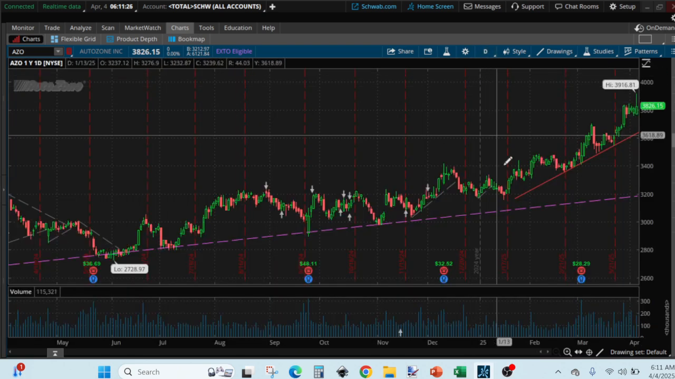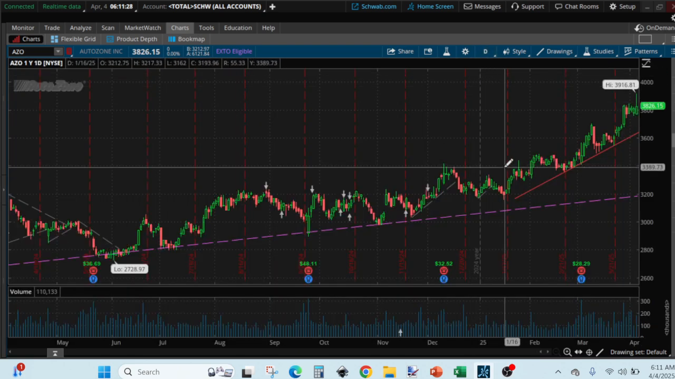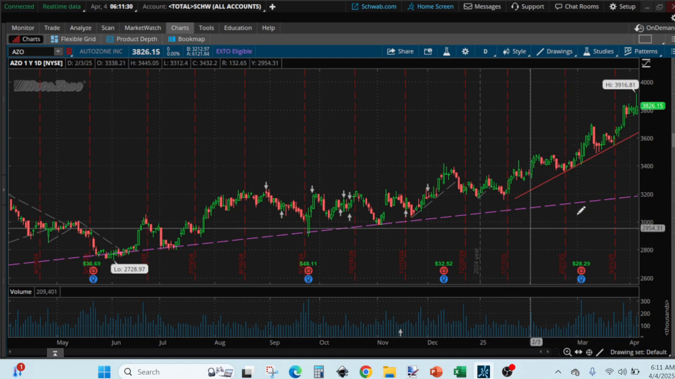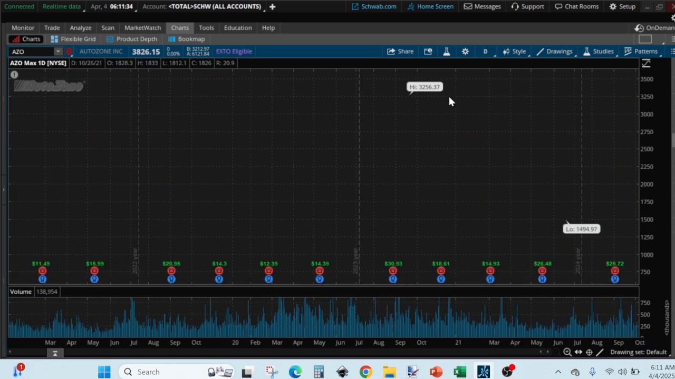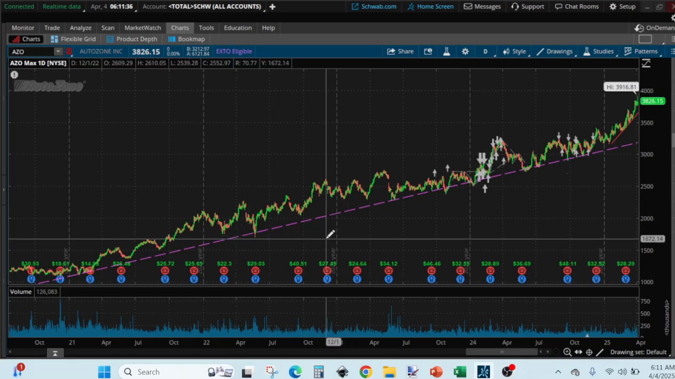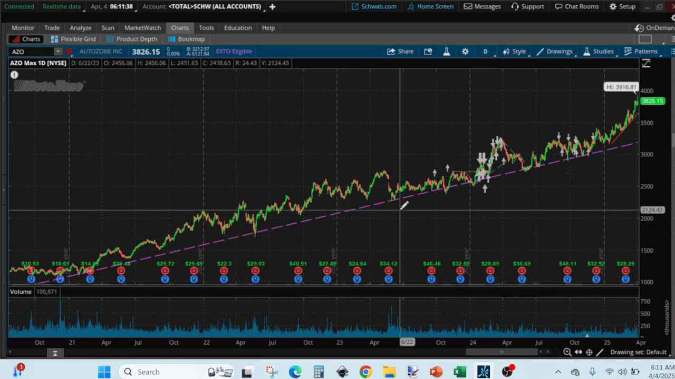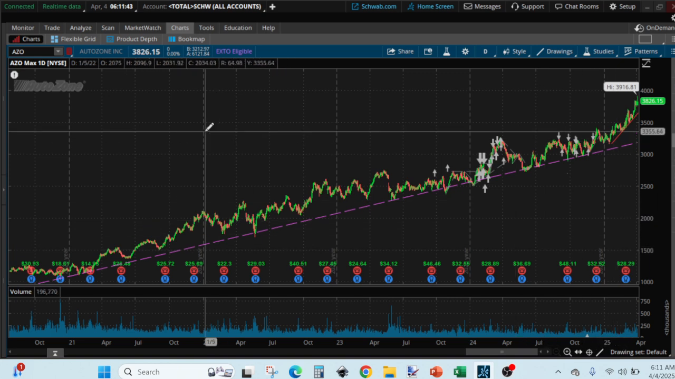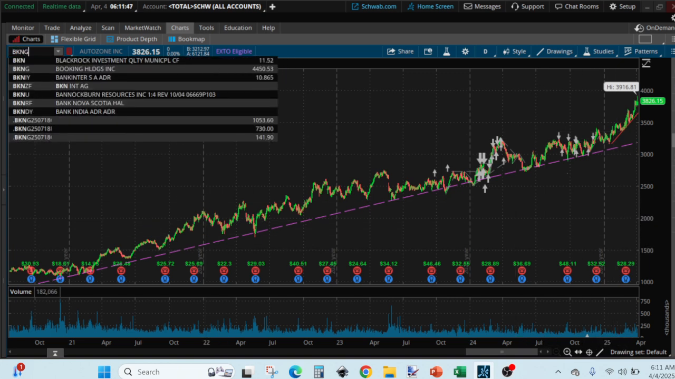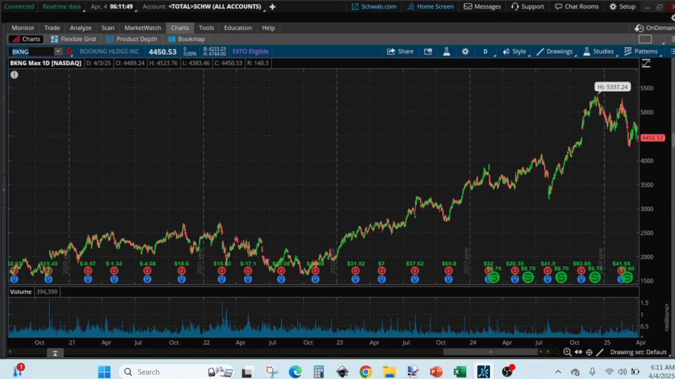But with the uptrend long swing trading strategy, I found the maximum daily chart gives us a bigger picture of the chart, and if there is a lower uptrend line or support line, we can see it as well. So BKNG, we purchased it already.